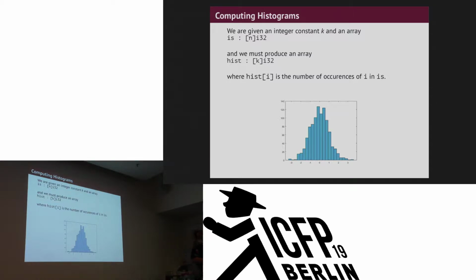So let's consider computing a histogram. In a histogram, we are given some constant k and an array of n integers, and we are asked to produce an array of k integers, hist, where hist at position i counts how many times i occurs in the IS array. Visually, a histogram is something you've probably all seen before, where we count the number of occurrences of each bin in the histogram.